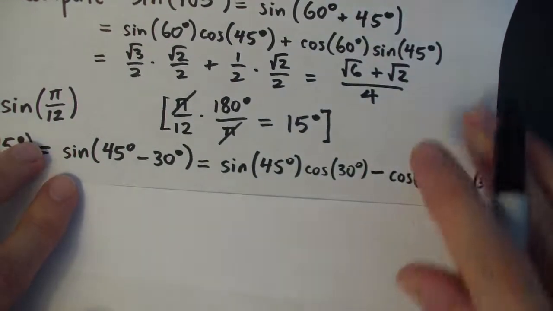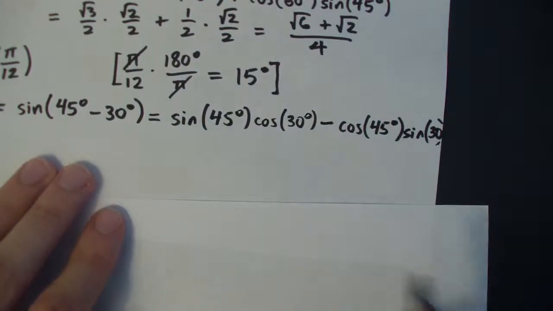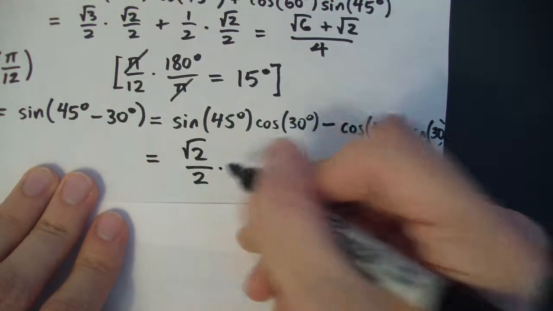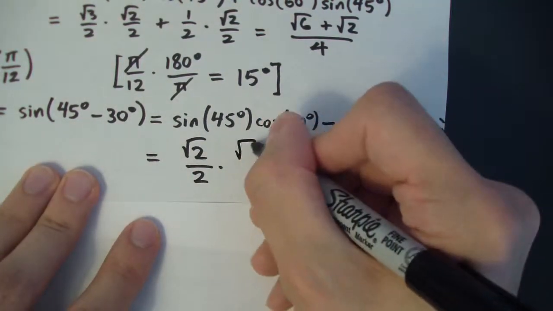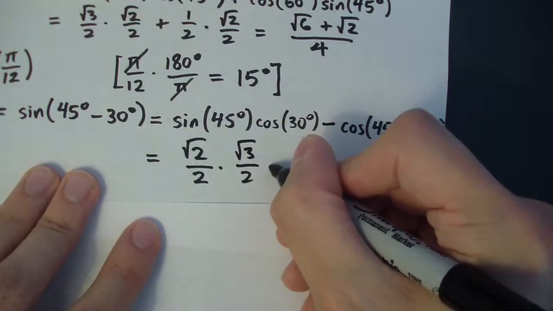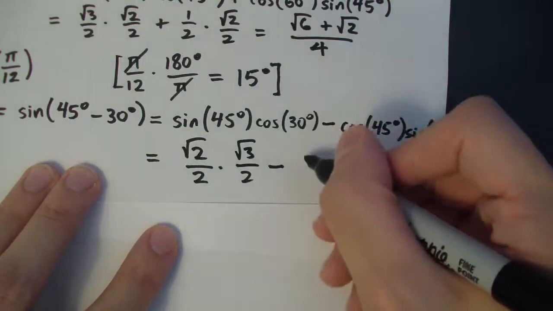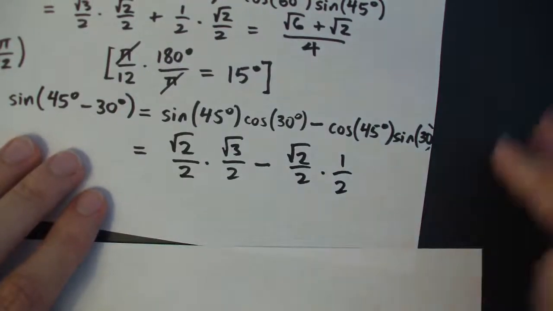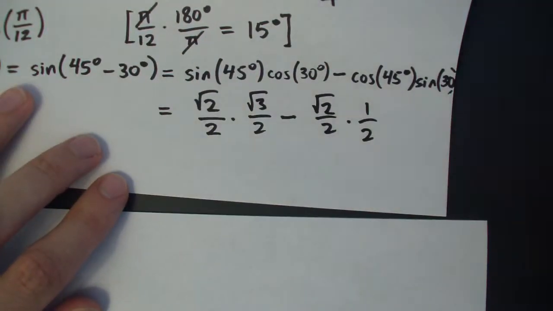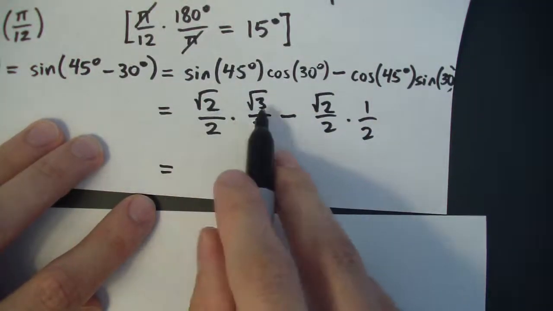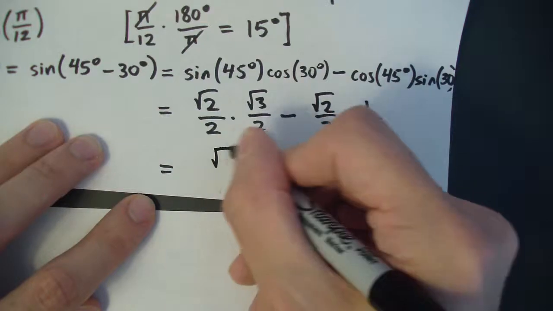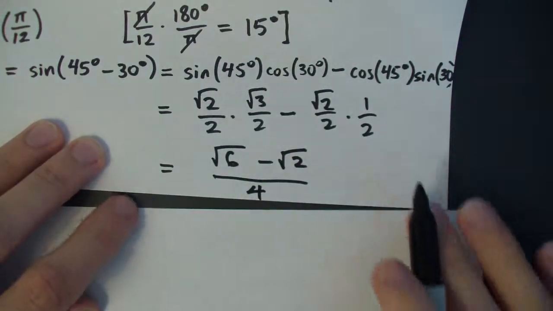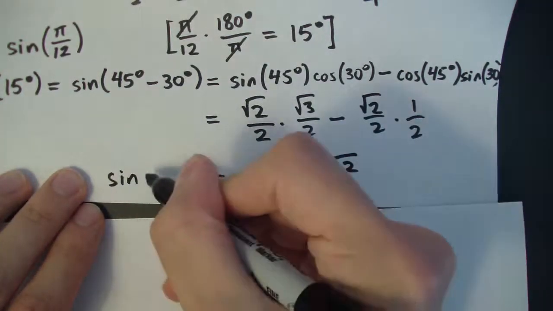Okay, now again we know these values, we can just plug them in and simplify. So sine of 45 degrees is the square root of 2 over 2. Cosine of 30 degrees is the square root of 3 over 2. Minus cosine of 45 degrees is the square root of 2 over 2. And sine of 30 degrees is a half. And so getting a common denominator, which is 4, we get the square root of 6 minus the square root of 2, all over 4. So that is sine of 15 degrees.